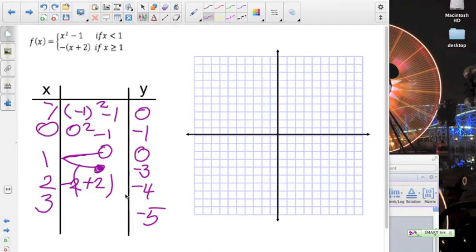We have x values and we have y values, so we have points on the graph. The first point that we have is negative 1, 0. Negative 1, 0 is right there.